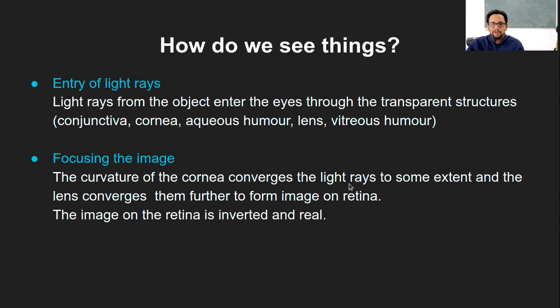And the most important point here is the image on the retina is inverted and real. Now I assume that you would have studied this in the physics optics part: what is inverted, what is real, what is upright and virtual, and so on. So I'm not going to talk about it, but just to let you know that the image that is formed on the retina is always inverted, and it is a real image.